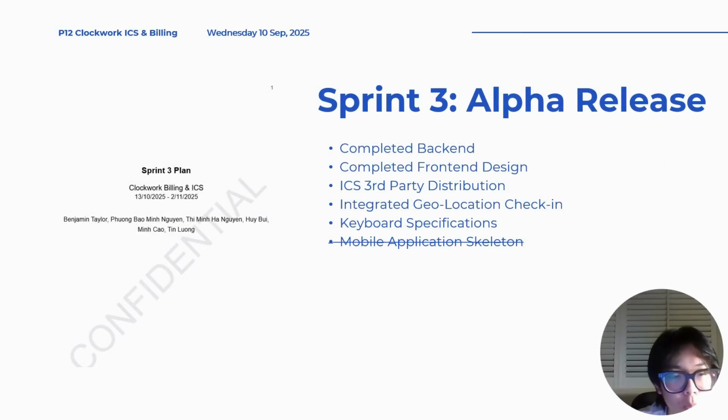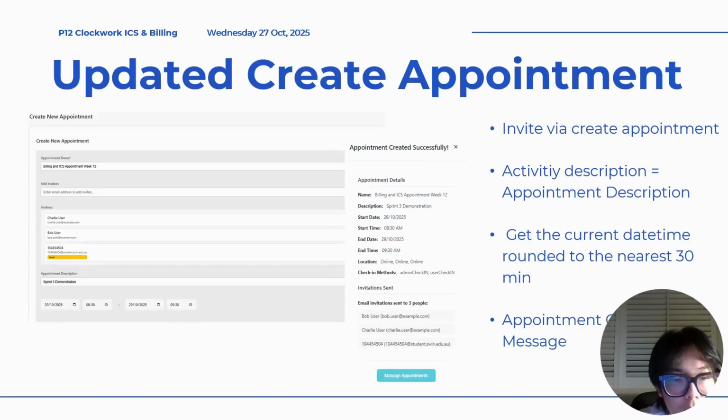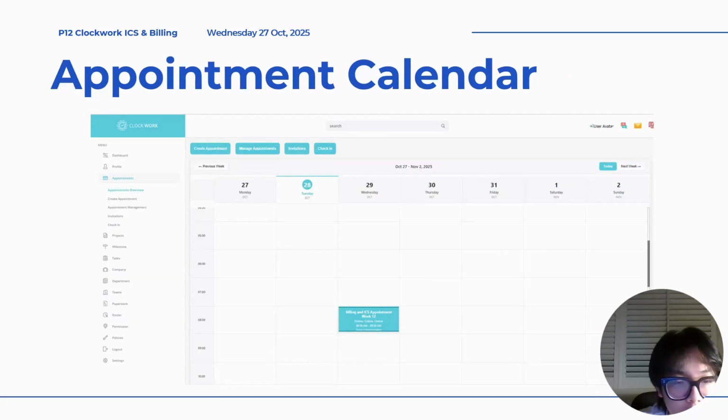Thank you, Tin. In Sprint 3, our goal was to build the complete front-end experience, integrate the backend, and get the ICS distribution working. We started by updating the create new appointment screen, where users can fill in the details, add invitees by email, and set a check-in method. Once created, the event appears instantly on the appointment calendar views.